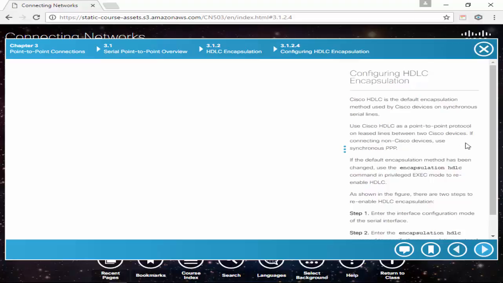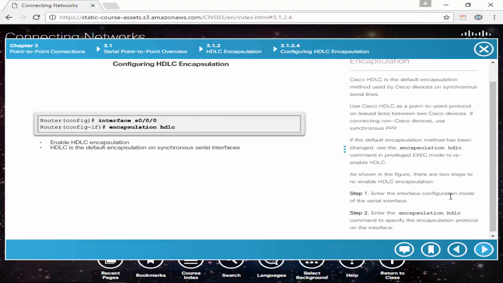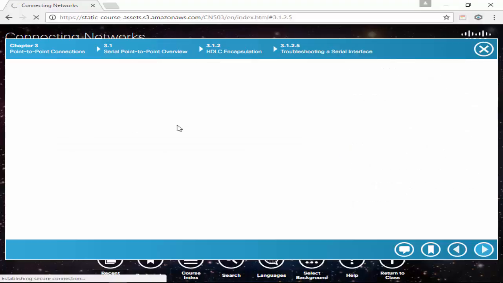Anyways, take a look at that. How do we set it up? We normally don't see this because it's already set, but we just go into our interface, encapsulation HDLC, right? Pretty easy.